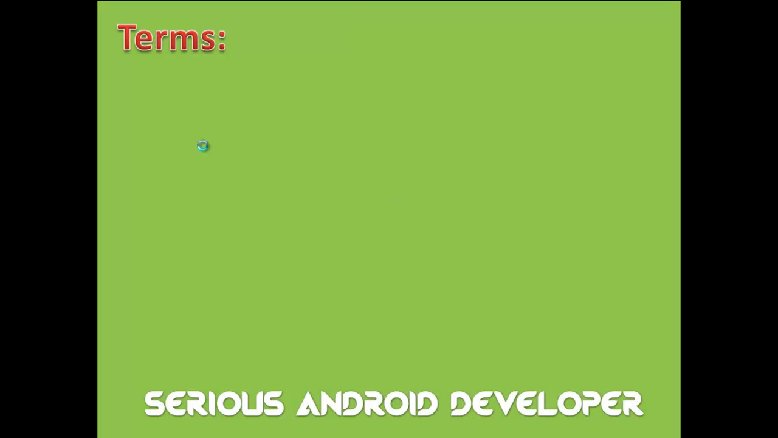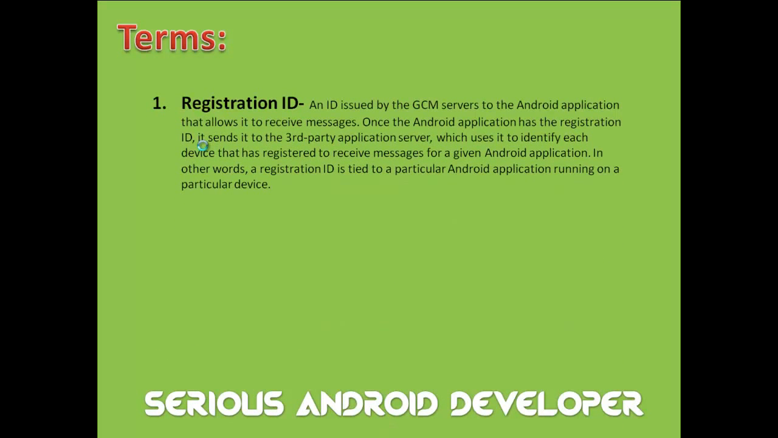Before we move further, we should know the basic terminology of GCM. The first is the registration ID. This ID is issued by the GCM server to the Android app. Once the Android app receives this registration ID, it needs to send it to the third-party application server. This registration ID is used to send the data from the GCM server to that particular Android app.